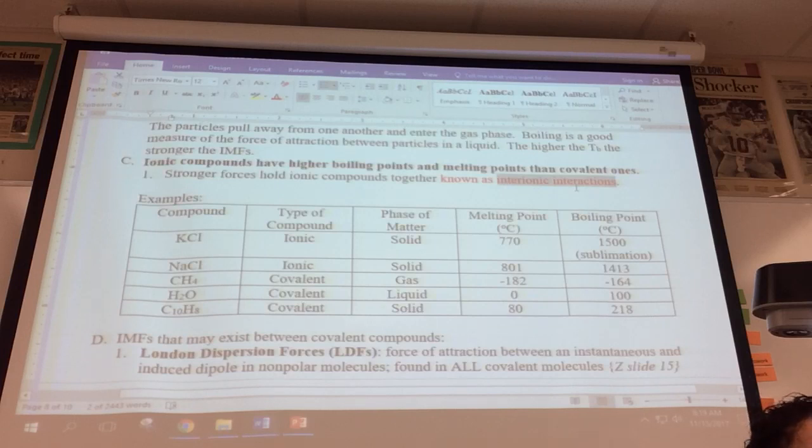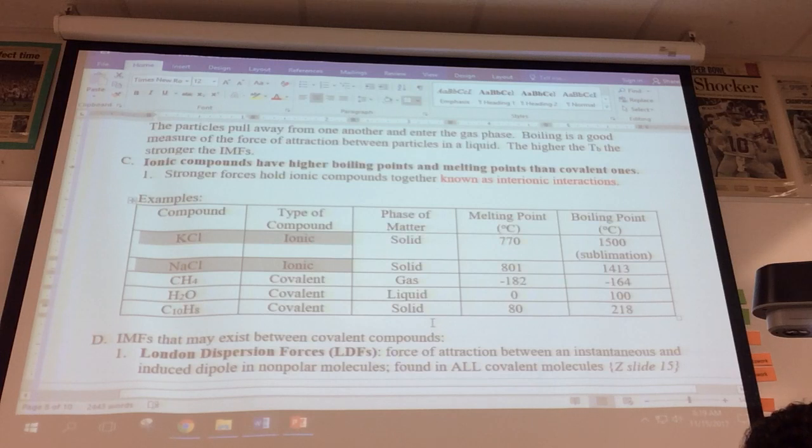Stronger than the IMFs for covalent compounds, and as a result, if you looked at this table here, ionic compounds melt in about the 800 degrees Celsius range, and boil around 1500 degrees Celsius. I'm sorry, I said that backwards.